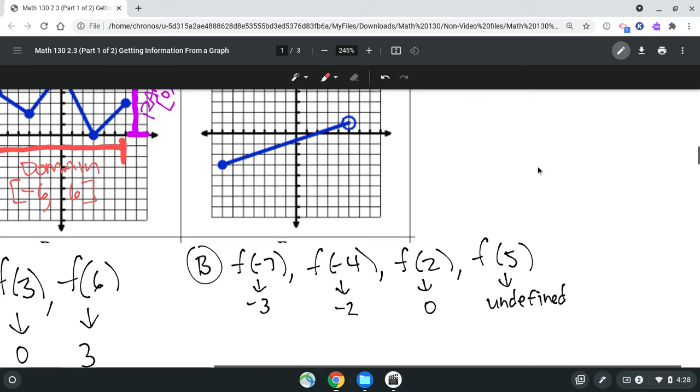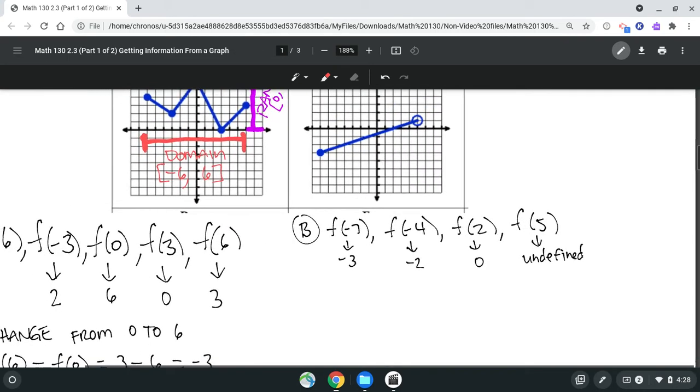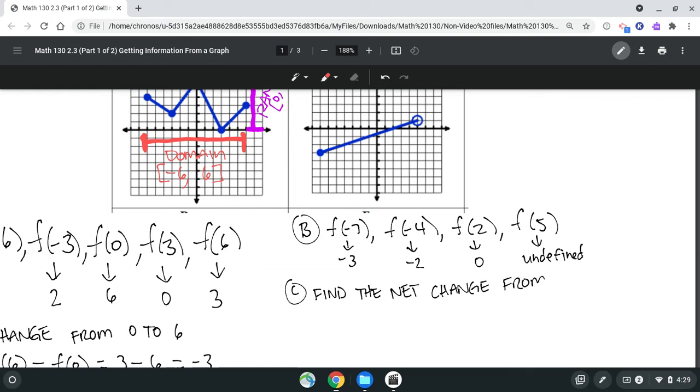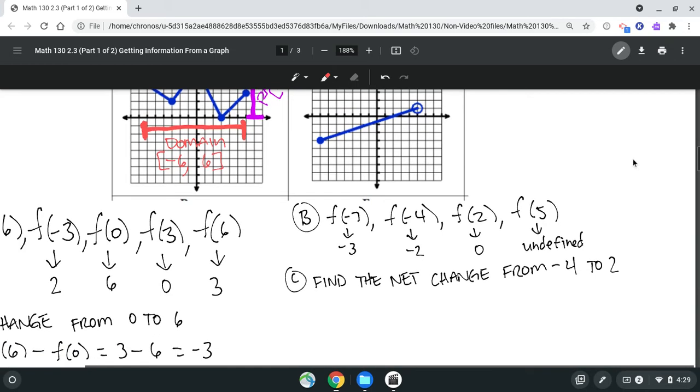Okay, try this. Find the net change from -4 to 2. -4 to 2. Okay, so again, make sure you do it in the correct order. -4 to 2. Okay, and hit the pause button and come back and see if you get the right answer.